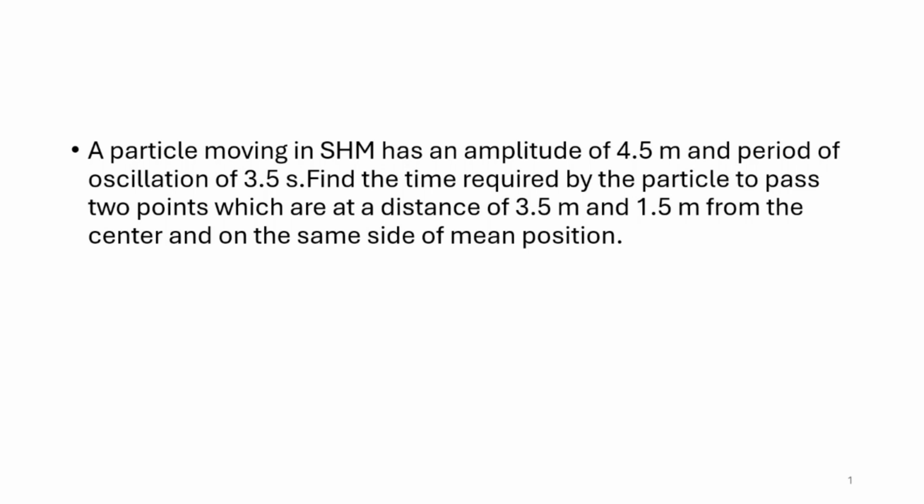A particle moving in simple harmonic motion has an amplitude of 4.5 meters and a period of oscillation of 3.5 seconds. Find the time required by the particle to pass 2 points which are at a distance of 3.5 meters and 1.5 meters from the center and on the same side of the mean position. Here the amplitude R is equal to 4.5 meters and the time period is equal to 3.5 seconds.